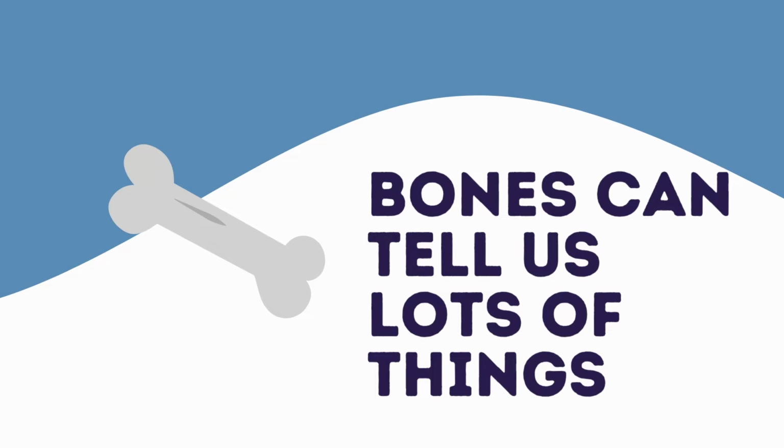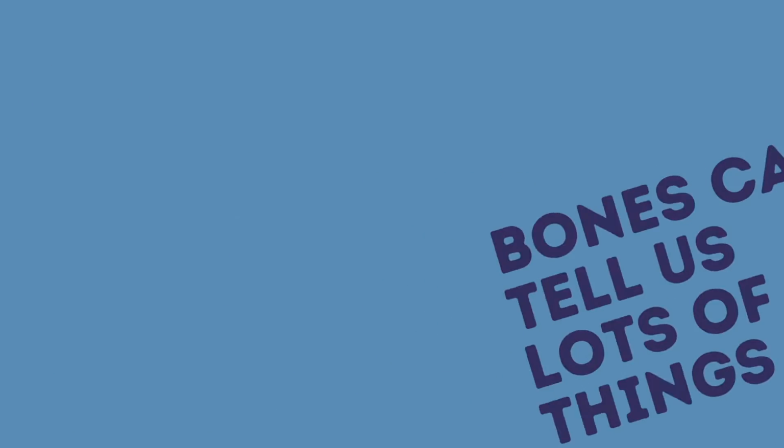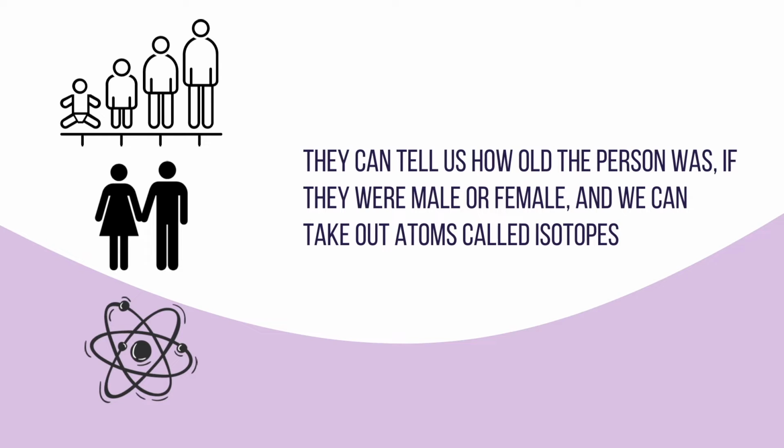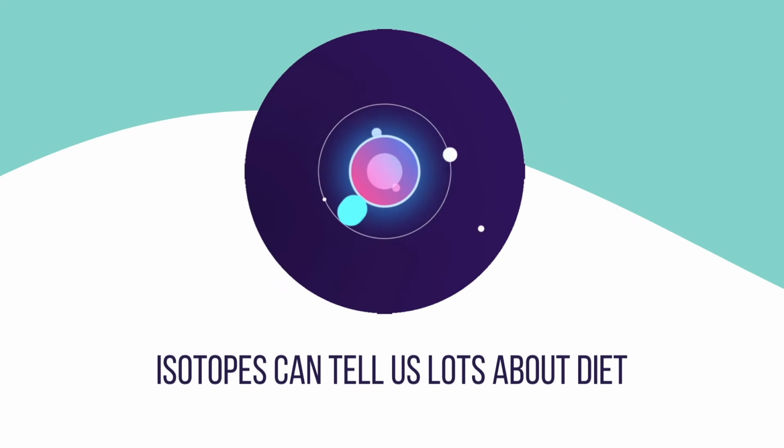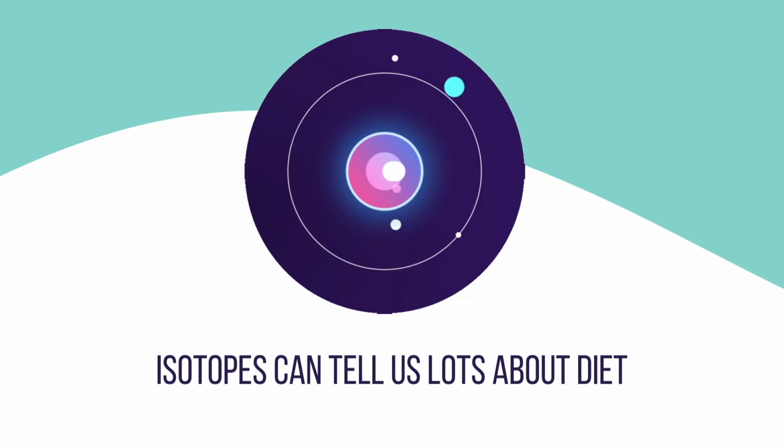So bones from a human can actually tell us a lot of things. You can analyze them to figure out how old the person was when they died. Sometimes you can analyze them to figure out if the skeleton is from a male or a female. And then you can also analyze them to get small atoms from them that we call isotopes. And we use the isotopes from the bones to reconstruct diet.